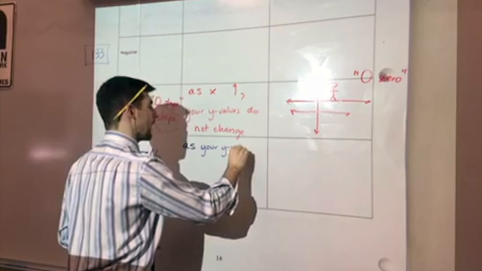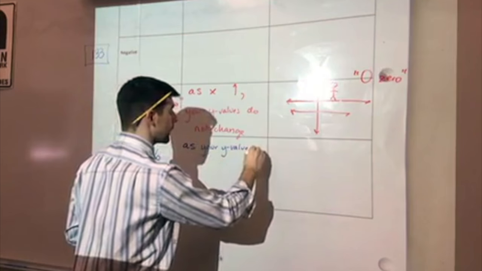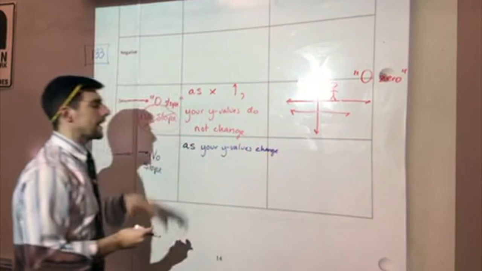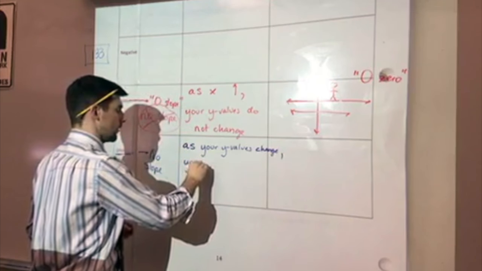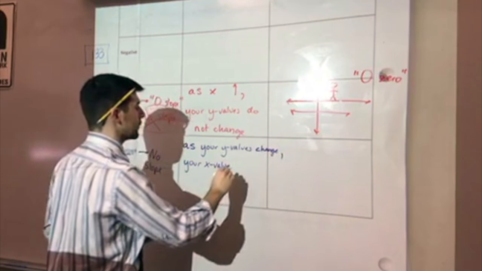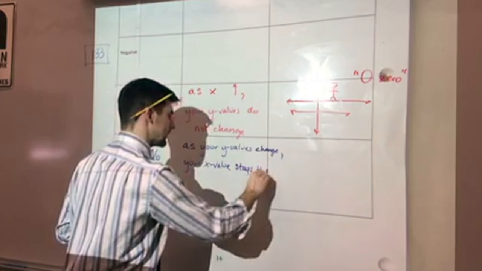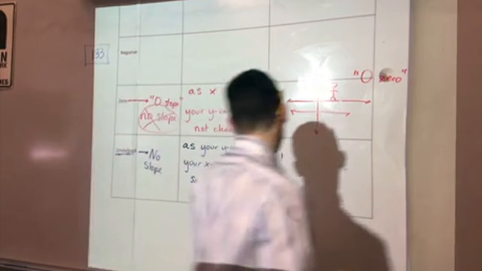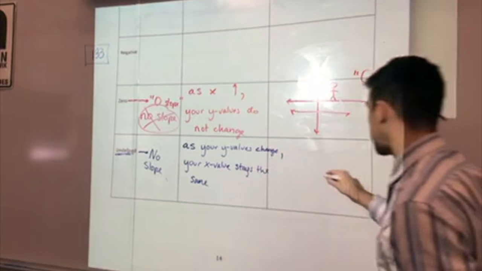as your y values, notice how this is the only definition that starts with y values. As your y values change, so as they increase or as they decrease, your x value stays the same. So your y value is changing with undefined slope, but your x value stays exactly the same.